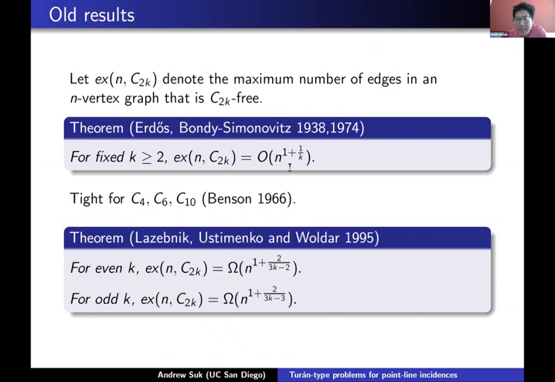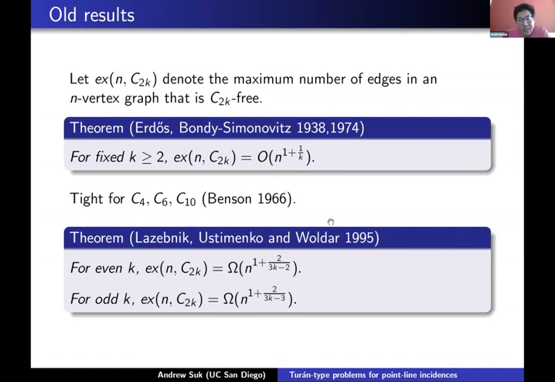So it's not known to be tight for cycles of length 8, and it's not known to be tight for all the other values of k. Actually, for all of these other values of k, the best known lower bound for this extremal number is these quantities over here, due to Lazebnik, Ustimenko, and Woldar. And determining whether or not this upper bound is tight for all k is one of the oldest open problems in extremal graph theory.